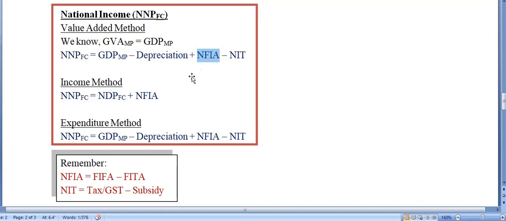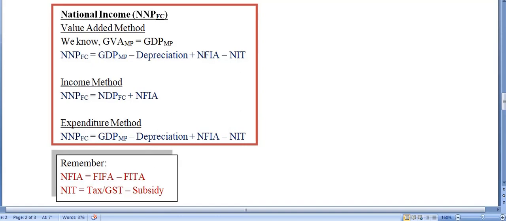Since under the income method we are already at net, just to convert domestic to national you have to add NFIA. And it is already at FC, so there is no need to calculate anything. The expenditure method is the same as your value added method: minus depreciation, plus NFIA, minus NIT. And NFIA is equal to FIFA minus FITA.